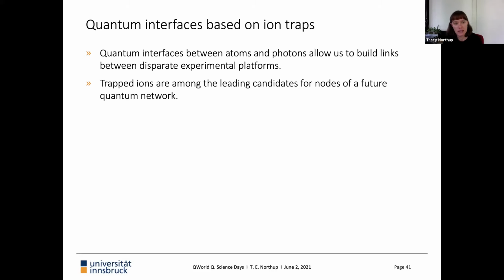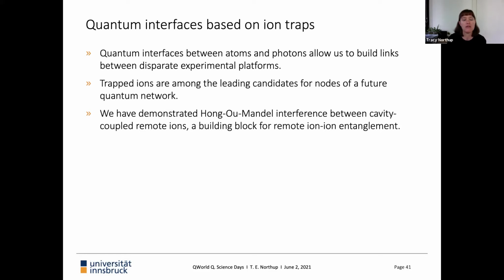So I think that we're very excited about the potential for ions, but here I also want to highlight that it's quite likely that such a network will be made up of different kinds of systems, and the links in a network will have to bridge the gap between different kinds of quantum systems via photons, but probably also then via converting photon frequencies to different frequencies.